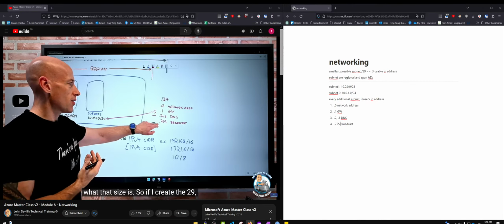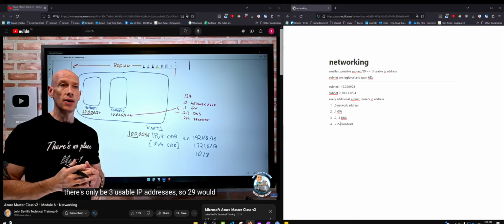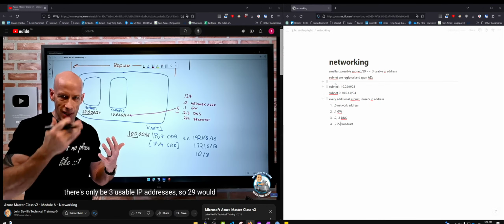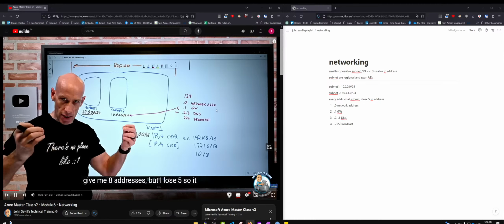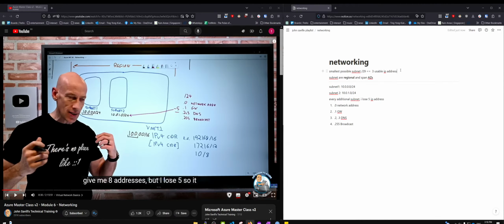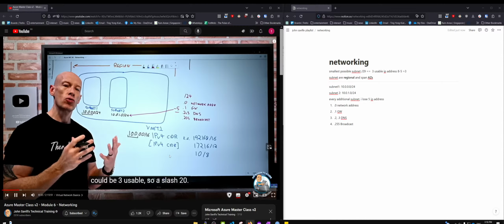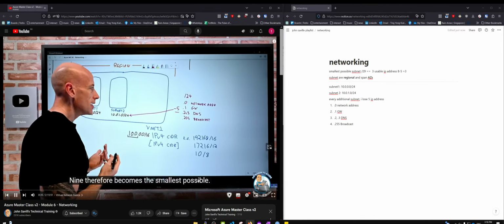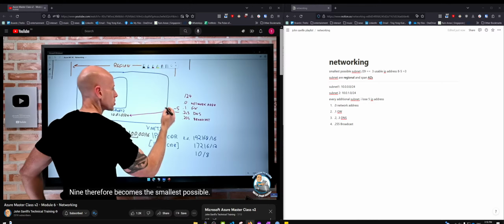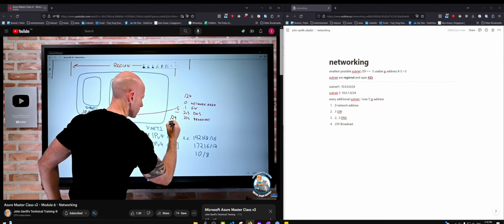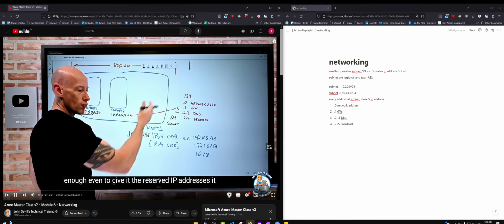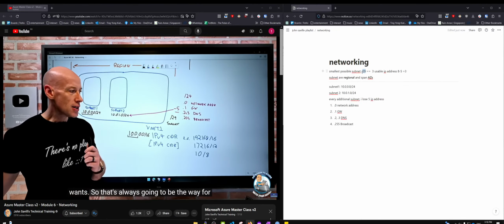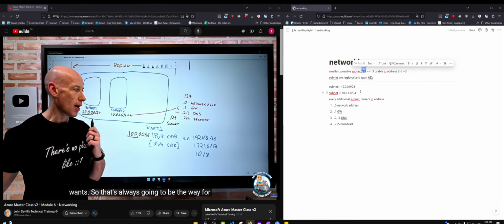So no matter what that size is, so if I create the /29, there'd only be 3 usable IP addresses. So /29 would give me 8 addresses, but I lose 5, so it would give me 3 usable. So a /29 therefore becomes the smallest possible in Azure. Because anything less than that, there won't be enough even to give it the reserved IP addresses it wants. So that's always going to be the way for those.